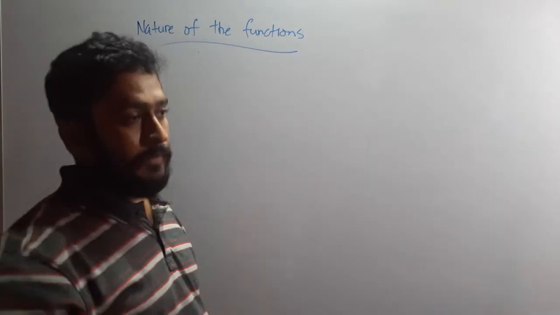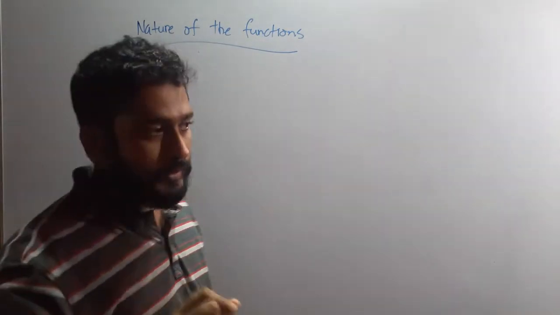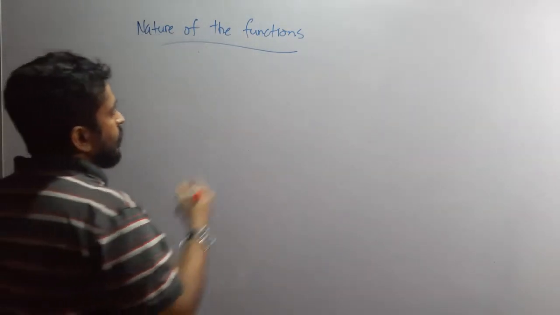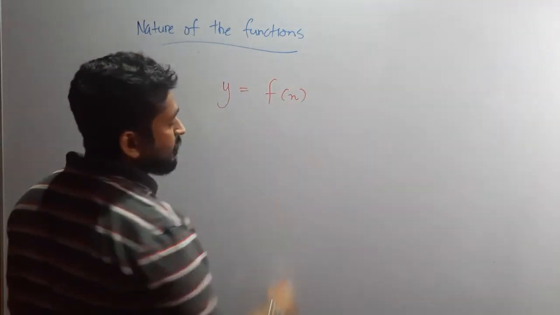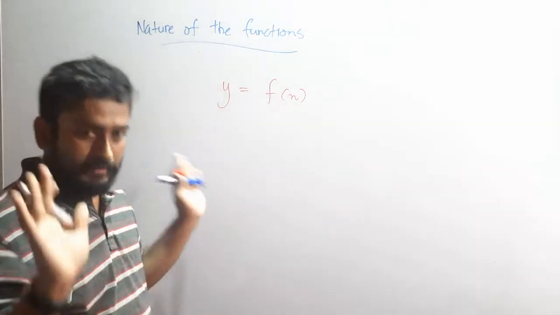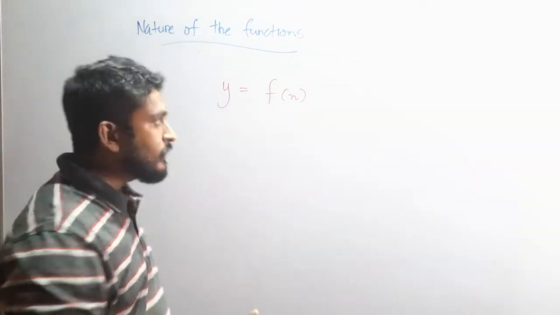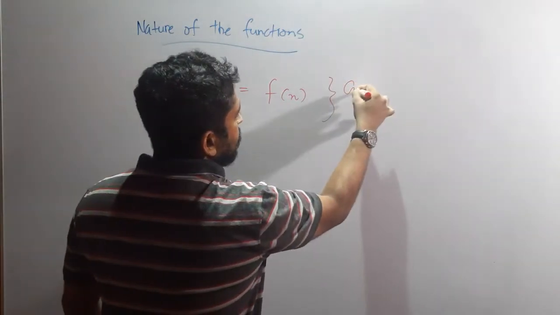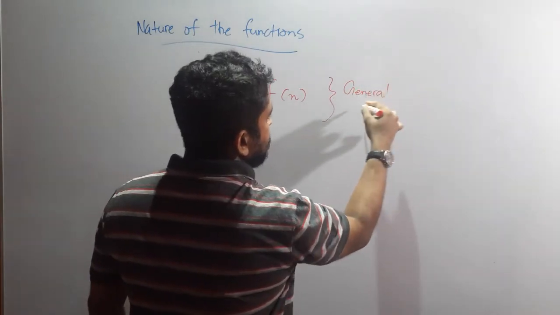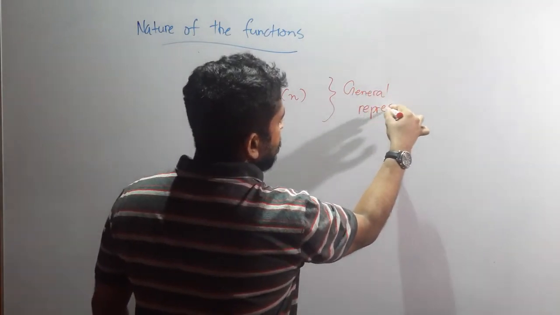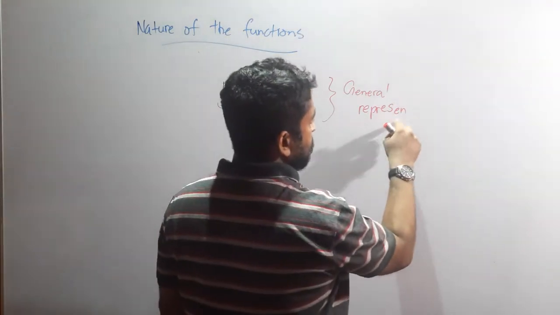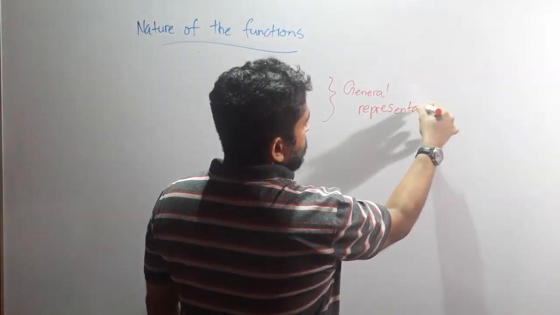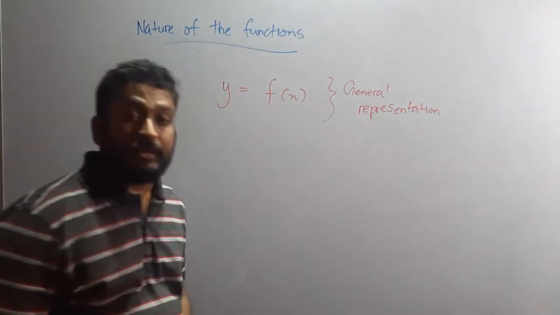Now listen. Keep your pens apart and listen to me, please. We know that this is the general representation of the function: y equals f(x). Generally, y is a function of x. General representation means that there are no special cases.